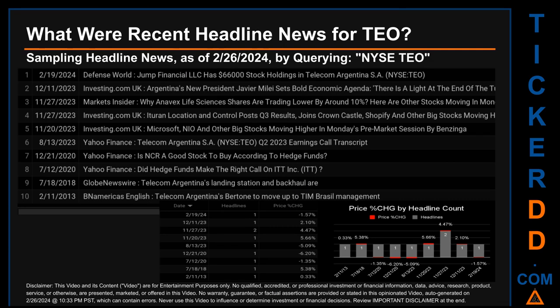What were recent headline news for TEO? Today, Monday, February 26, 2024, I sampled one of our news aggregators for latest headlines for this ticker. I did so by searching specifically by a keyword that may appear, broadly, in the title or the body, of discoverable news articles. The keyword that I used was a combination of the exchange and the ticker symbol, NYSE: TEO. The results show 10 unique headlines, published across 9 unique dates.